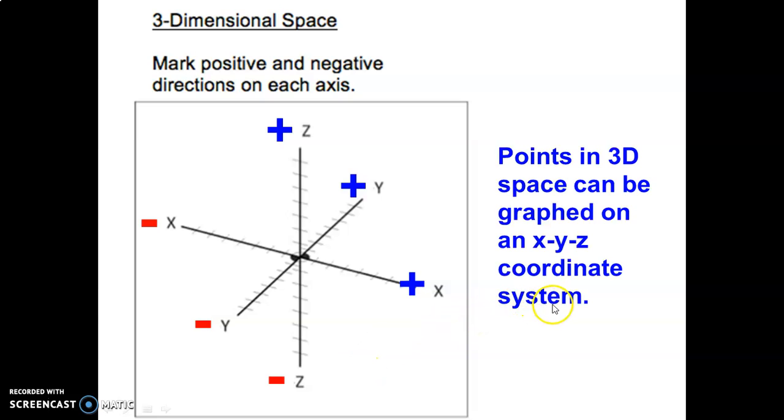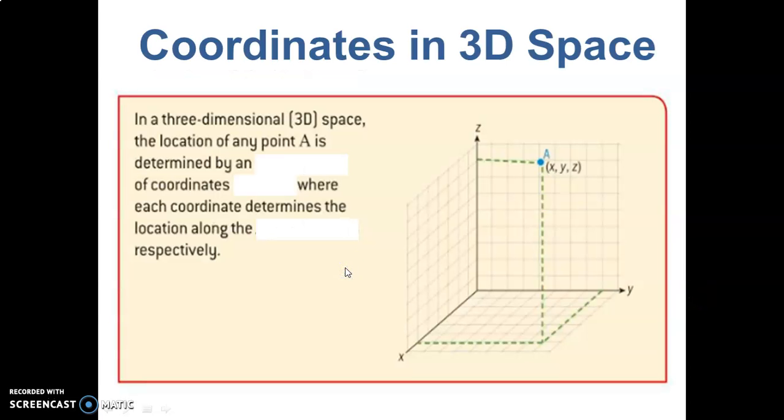Points in 3D space can be graphed on what's called an XYZ coordinate system. In 3D space, the location of A is determined by an ordered triple. Before, when we had points in 2D space, we called it an ordered pair. Now it's called an ordered triple of coordinates X, Y, Z, where each coordinate determines the location along the X, Y, and Z axis respectively. You can see this point is floating here in 3D space. Here's its X location when you go along the X axis. Here's its Y location, and then going up is its Z location. So X, Y, and Z.